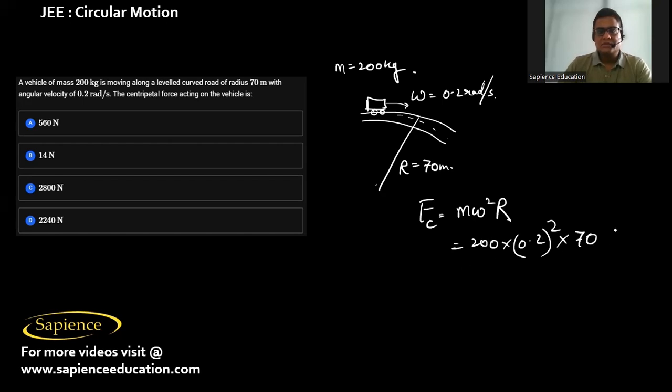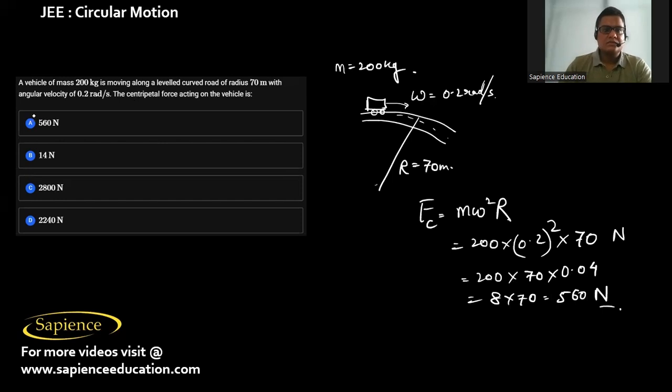So this much Newton. This will be 200 into 70 into 0.2 whole square, so it is 0.04. So this will be 4 by 100. So 200 into 4 by 100 will be 8. Then 8 into 70 is 560 Newton. So 560 Newton is the centripetal force. Option A is the correct answer.